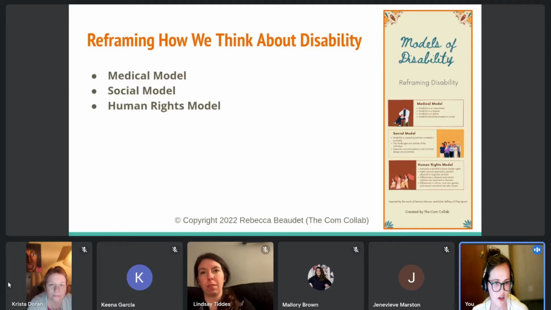And we want to move more towards the social model and the human rights model, where we look at how does the environment impact a person's learning differences or disabilities, and how can we look at disability as just part of the natural human condition, and that disabled people have access to rights just as people of different races and genders and sexual orientations. My graphic on this page was inspired by Serena and Kylie of PlaySpark. They have an amazing Neurodiversity Affirming webinar that I recommend to everybody.